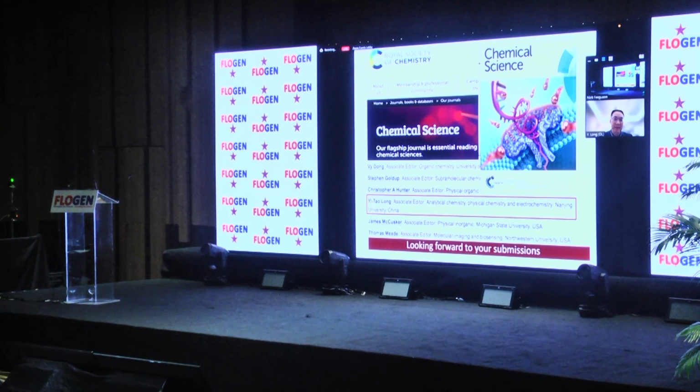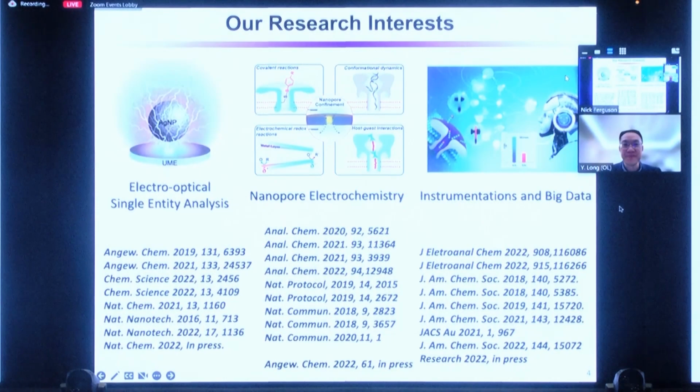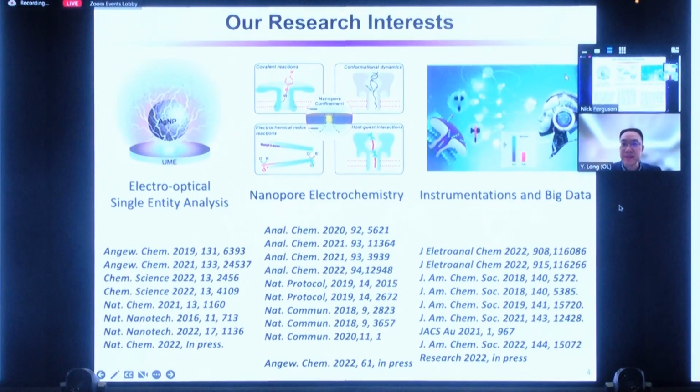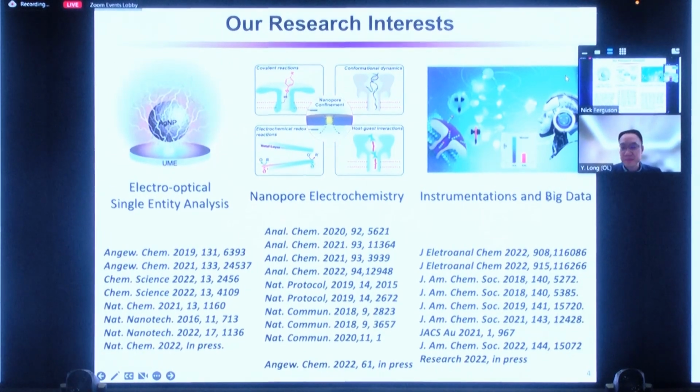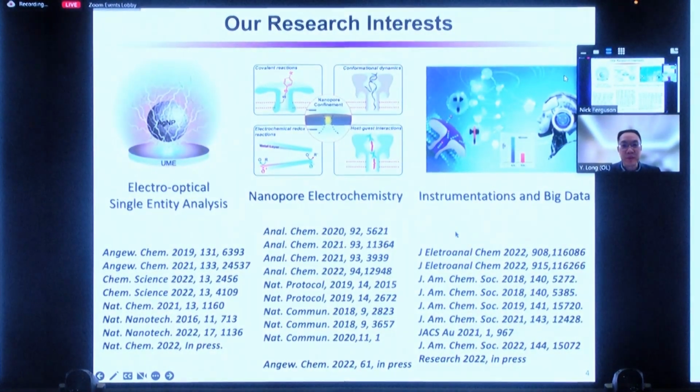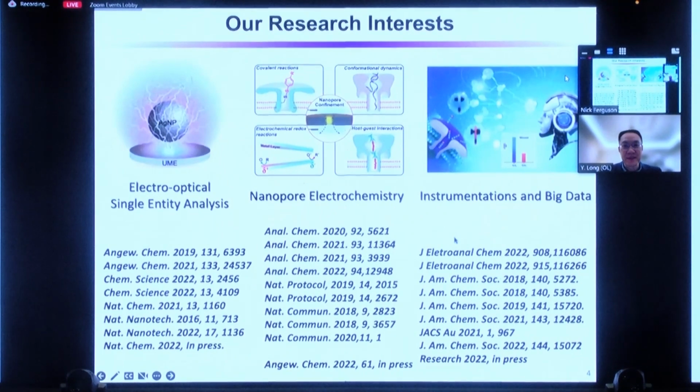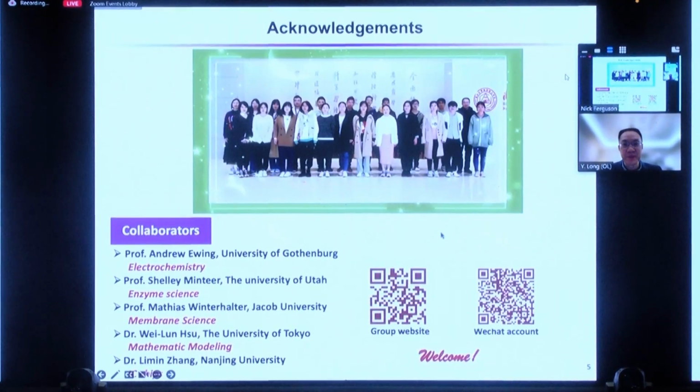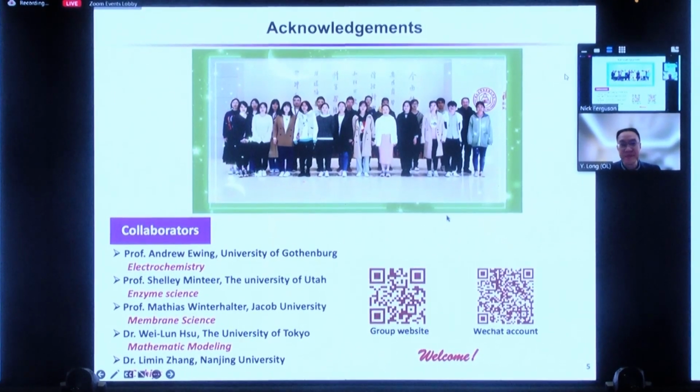So that's my research at Nanjing University. It's about interface, and we're doing single entity electrochemistry and nanopore electrochemistry, which I want to talk about today. And also we're doing some instrumentation and big data analysis. So that's my group in Nanjing. If conditions allow, you are welcome to visit Nanjing anytime you wish.